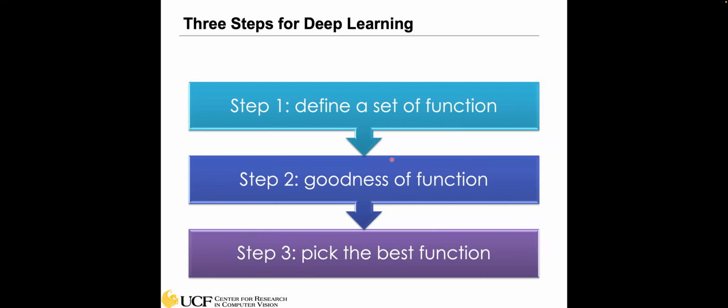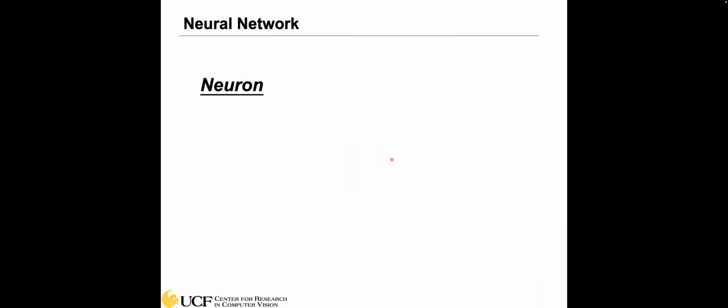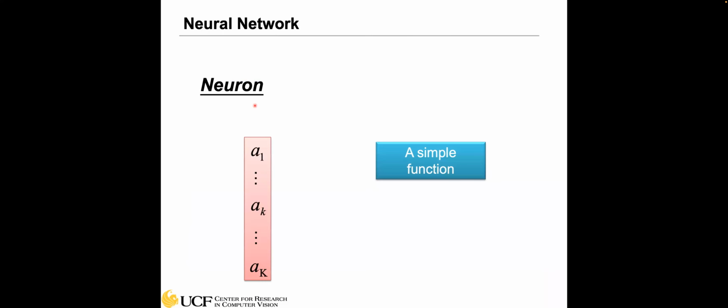And now let's look at each individual step. Let's first look at defining a set of functions, and how a neural network is able to define a set of functions. In a neural network, by name, it composes a lot of neurons. Its analogy is the brain, the biological neural networks. A neuron is basically a simple function.